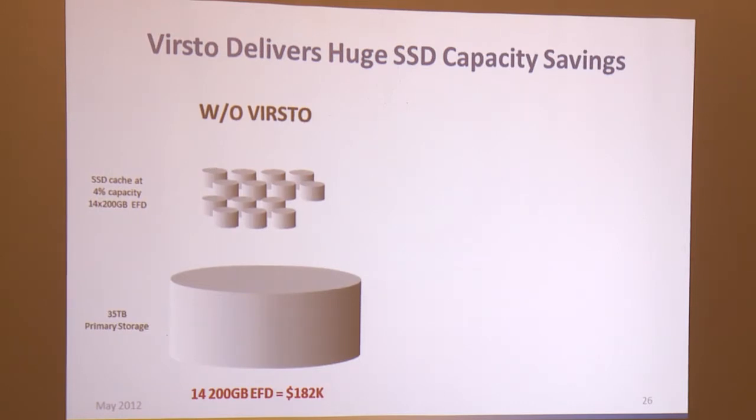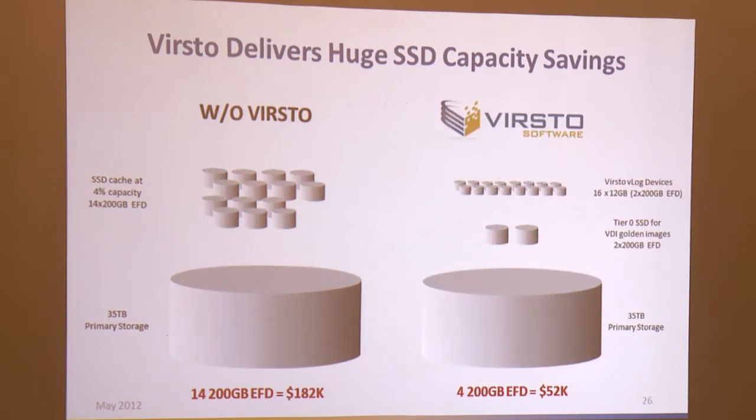Now, what I want to show here is a calculation actually from one of our customers who had sized their environment, what they needed on SSD against a 35 terabyte back end. And they were told by EMC that they were going to need to buy 14 of these 200 gig EFDs. When they put our software on, they needed 4 of them to outperform what they were going to get on the left-hand side. So that was a pretty significant savings right up front.